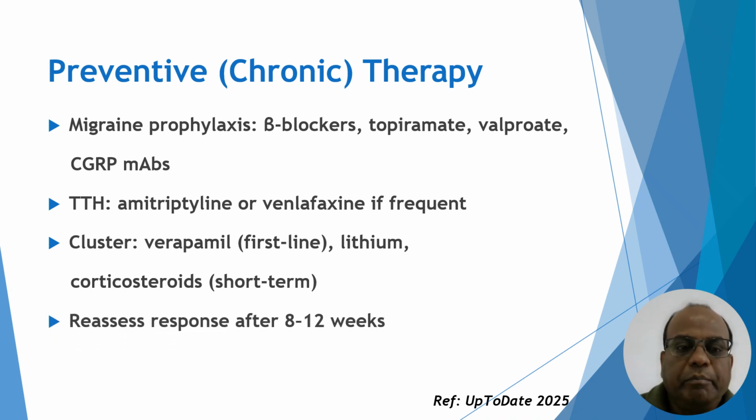Monoclonal antibodies, or MABs, in migraine are a class of targeted therapies that block the calcitonin gene-related peptide, or CGRP, pathway and thereby reduce the frequency and severity of migraine attacks. Always emphasize adherence and follow-up to assess the benefit, and reassess the condition after 8 to 12 weeks.